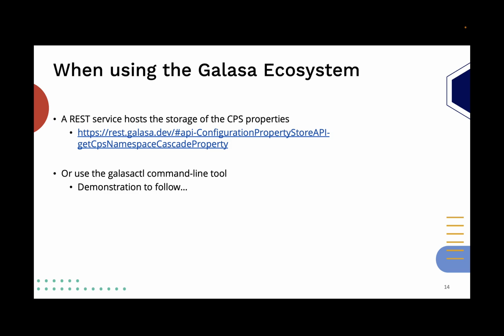When you're using an ecosystem to run your tests in, so not running the test locally, there's a REST interface you can use in order to retrieve and manipulate the properties, or you can use the Galasa control command. It's a command line tool, and I'd like to show you the demonstration that Savas is going to provide.